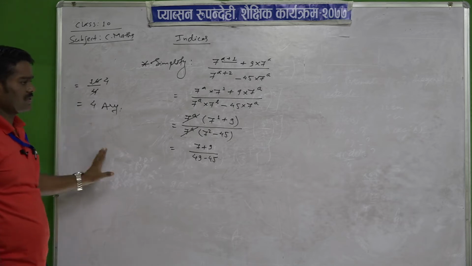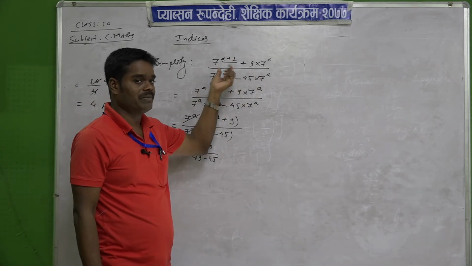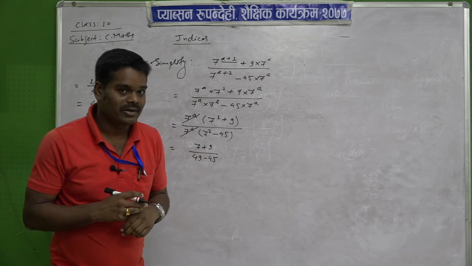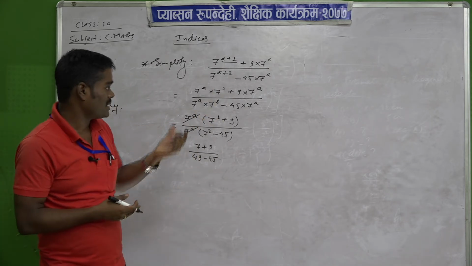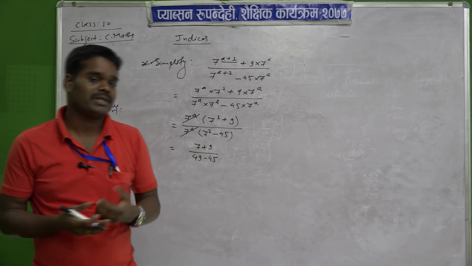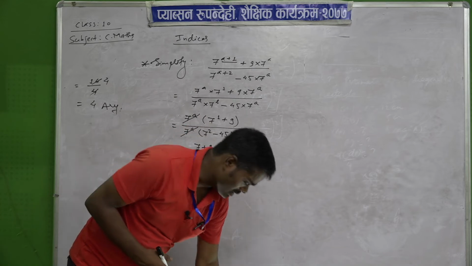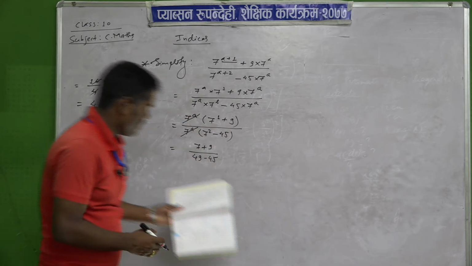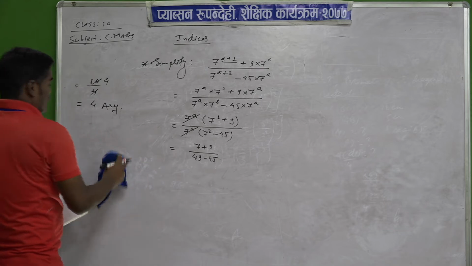This is the answer. So firstly you have to separate the base when powers are given in the form of addition or subtraction. Then see what is common there, take it common, then cancel them, and then simplify, and you will get the answer. In this way you have to do it. Now let's take another question.